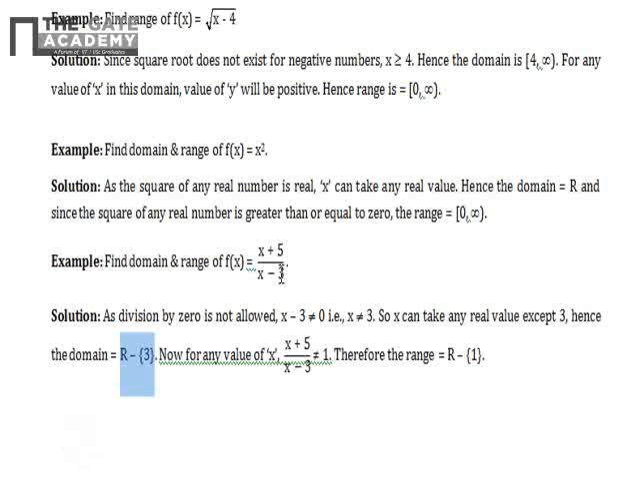Now if we put any value of x over here, except 3, then we'll get some values of y, but for any value of x we cannot get the fraction value equal to 1, because whatever value you put, the numerator and denominator will never be equal. That means the range of values will be all the real numbers except 1. So we can write our range equal to any real number minus 1.